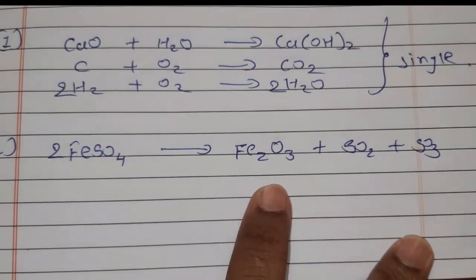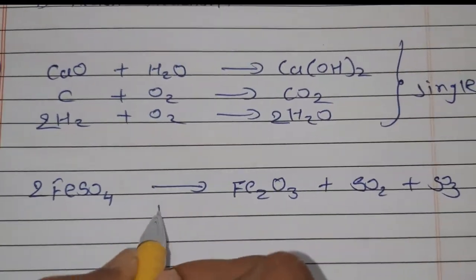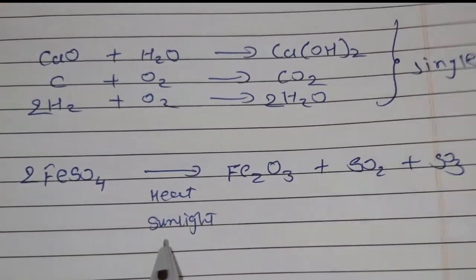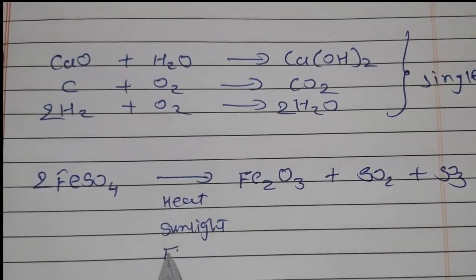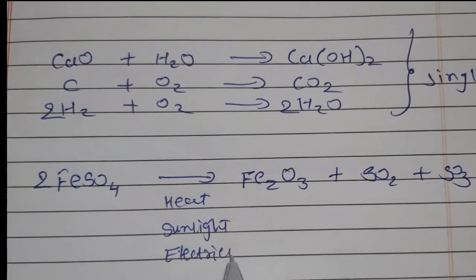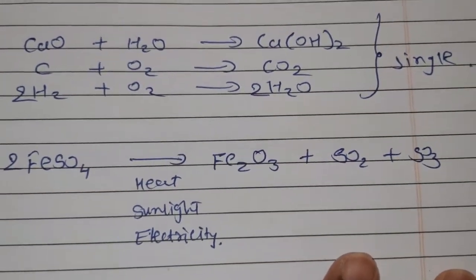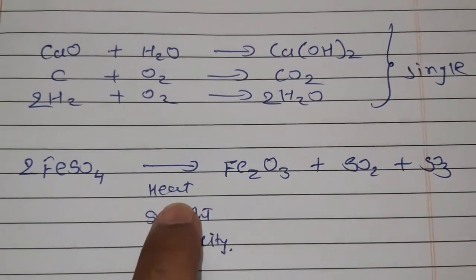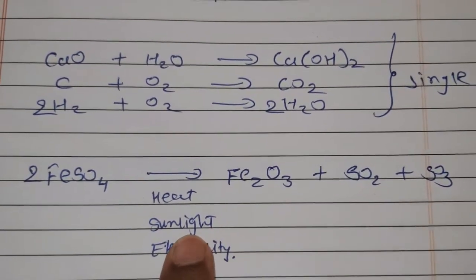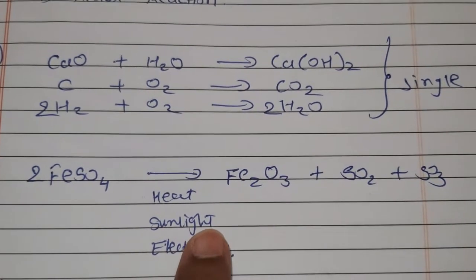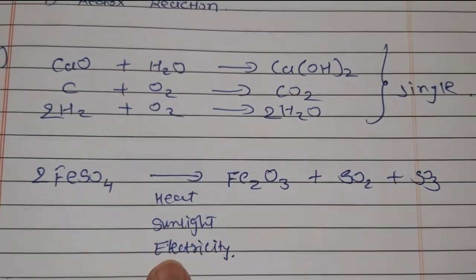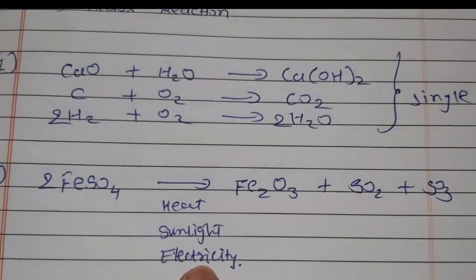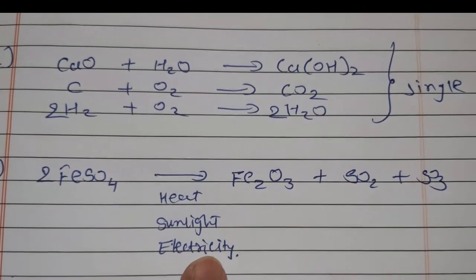The decomposition reaction is carried out by heat, by sunlight, and by simply passing electricity. So the subtypes of the decomposition reaction are the thermal reaction, which is carried out by heat, the photolytic reaction, which is carried out in the presence of sunlight, and the third is electrolytic, which means the decomposition reaction is carried out through electricity.